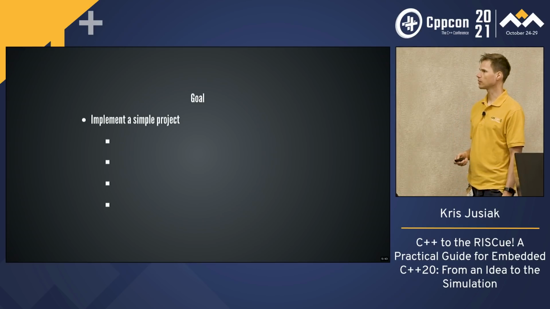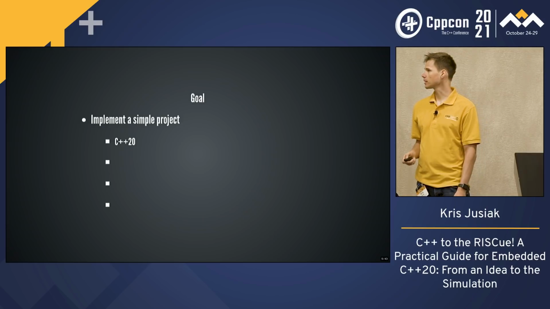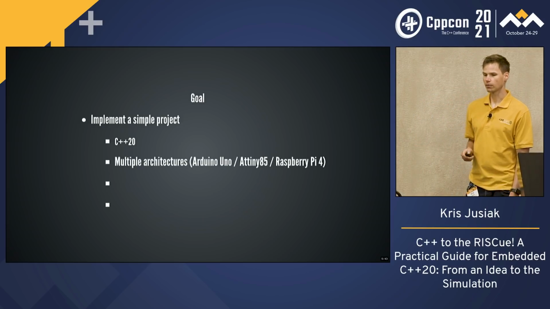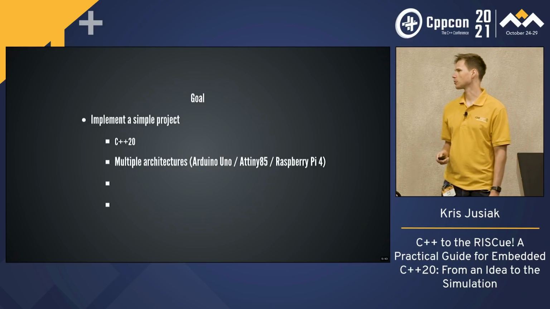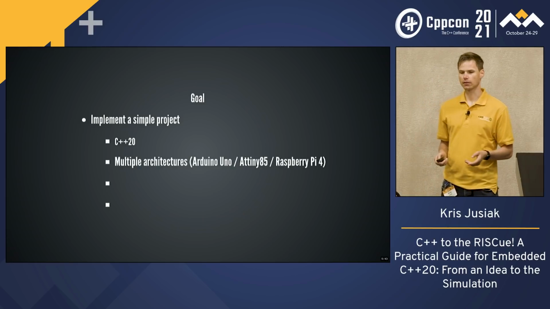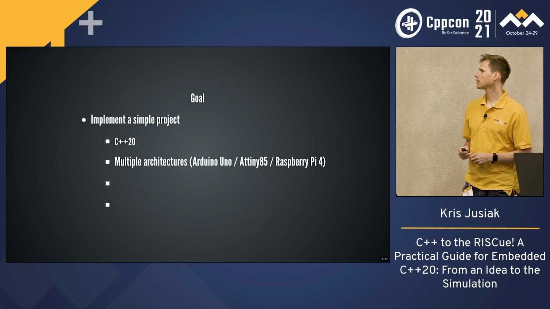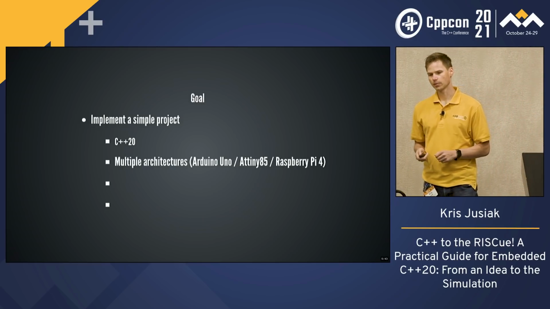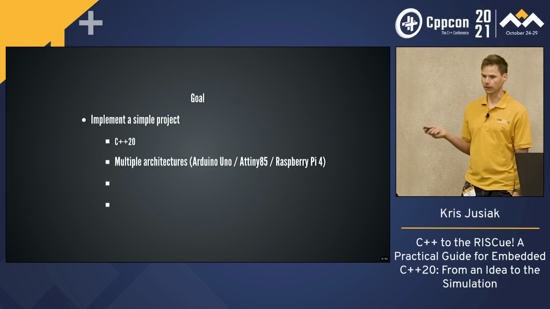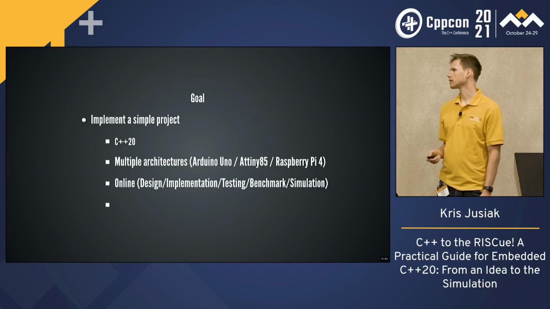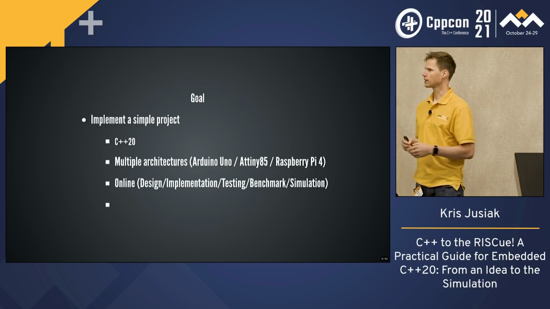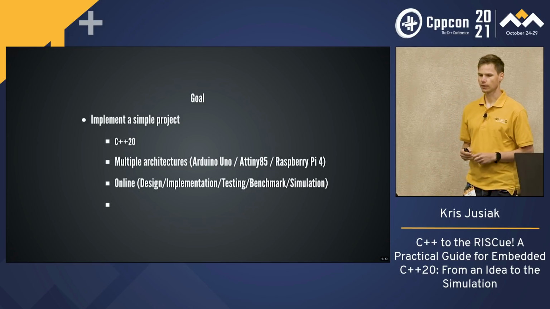So what's the goal? The goal is to implement a simple project with C++20 for multiple architectures. So we'll take a look into Arduino, ATtiny, Raspberry Pi. Arduino is based on ATmega, so that'll be covering ARM Cortex and other CPUs. So we'll have a wide spectrum of what we can do. And everything will be online, as I described. All the software development will be done with the online tools.